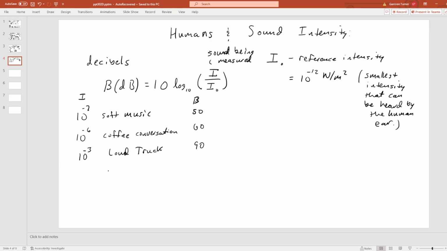On the other hand, if I have a decibel level of about 110, and I listen to this for 30 minutes per day, then I can almost guarantee that there will be some damage. And this intensity is 10 to the negative 1.